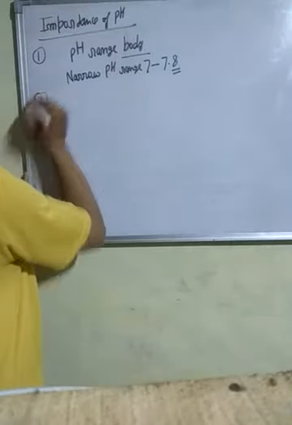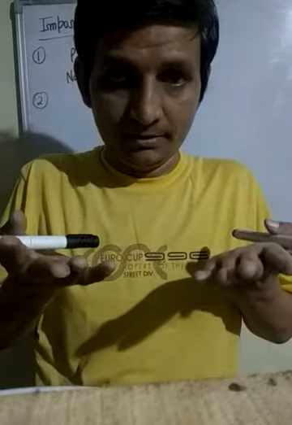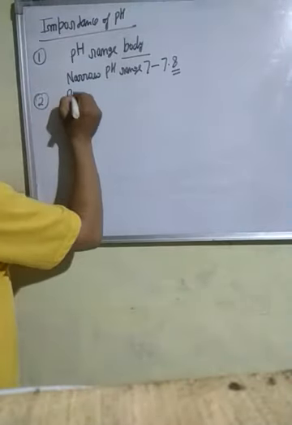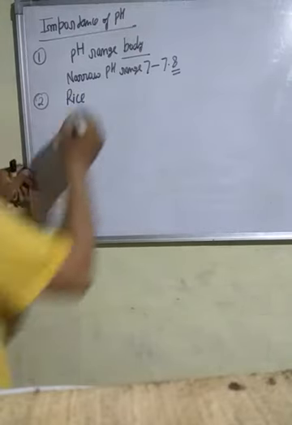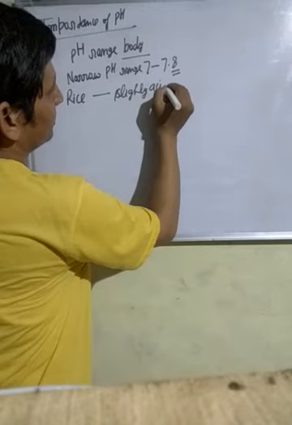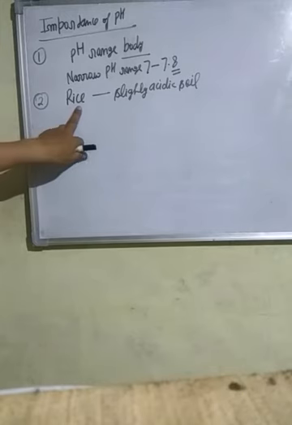Next point, in the sector of agriculture, some crops grow well on the basis of their pH. Example, look here, the example is rice. Rice grows well in slightly acidic soil.